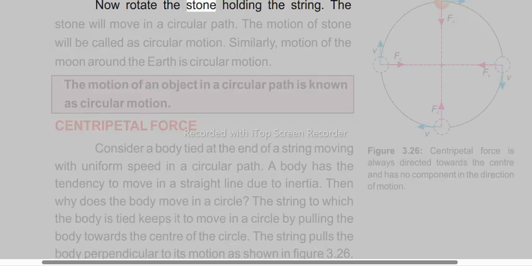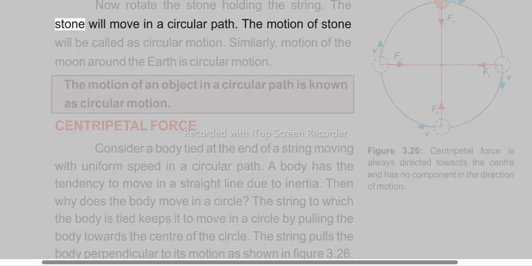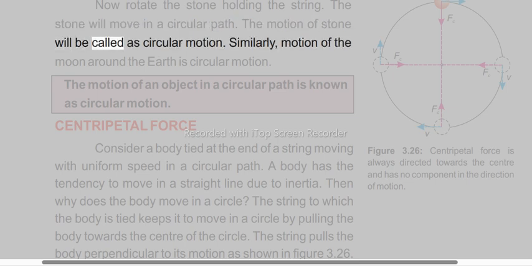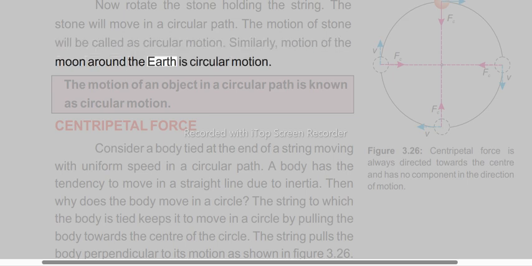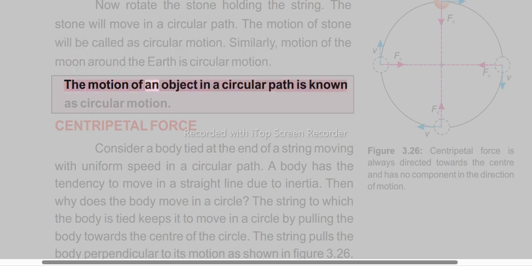Now rotate the stone holding the string. The stone will move in a circular path. The motion of the stone will be called a circular motion. Similarly, the motion of the Moon around the Earth is circular motion. The motion of an object in a circular path is known as circular motion.